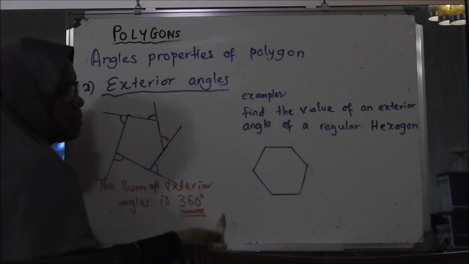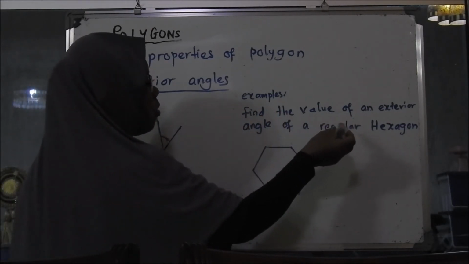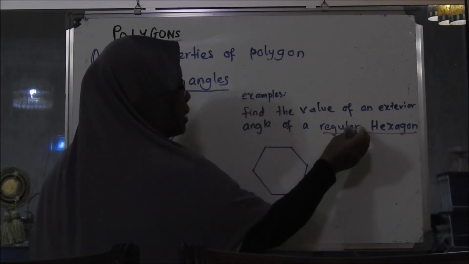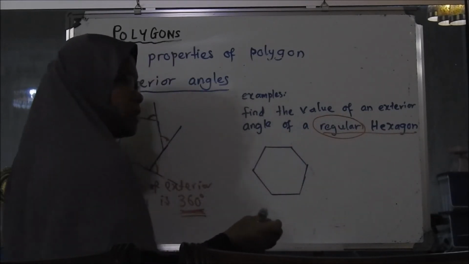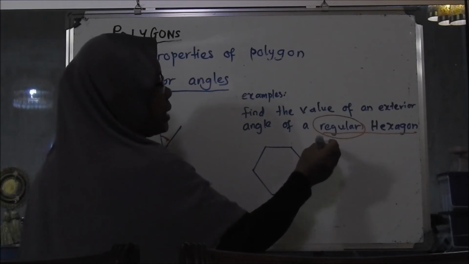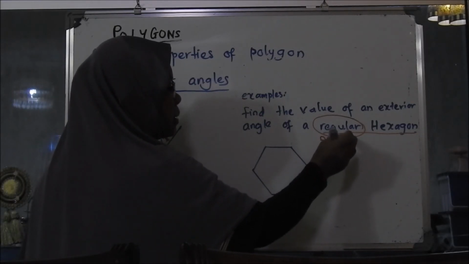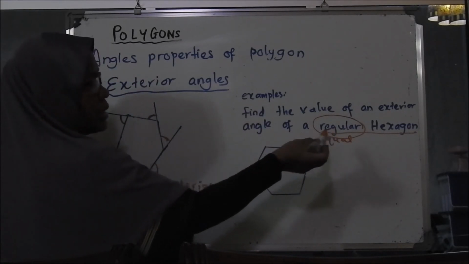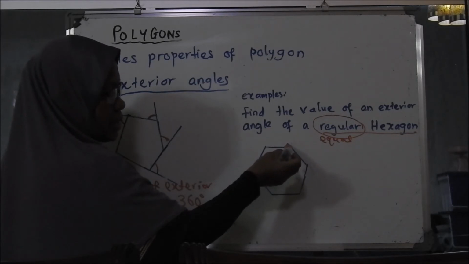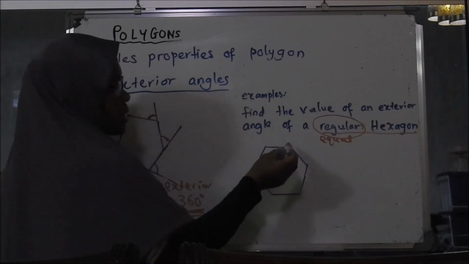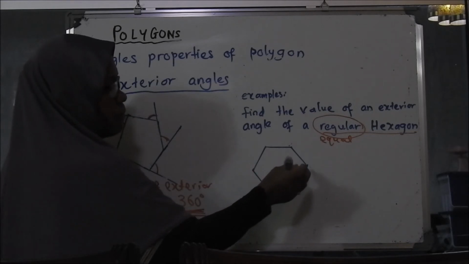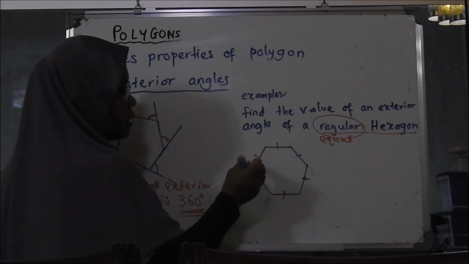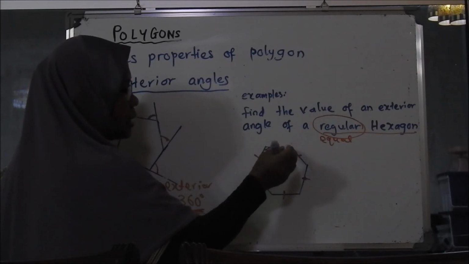Now we go on to the example. Let's say, find the value of an exterior angle of a regular hexagon. Now you must know this one. What does regular mean? Regular means equal. The angles equal, the sides equal. Now let's say hexagon. So I draw here hexagon. You already understand. This one is 6 sides. 1, 2, 3, 4, 5, 6. All the sides equal, therefore the angles also equal here.